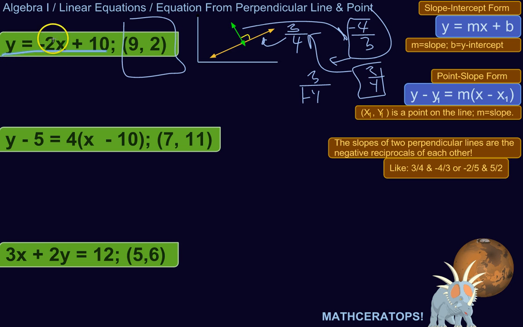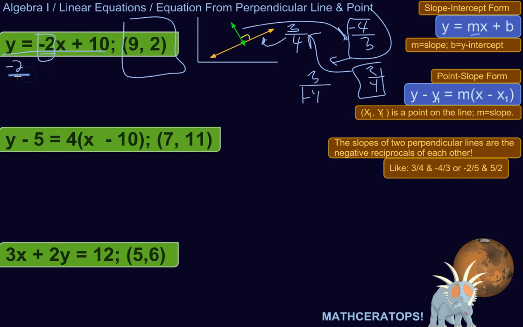So the slope of this line is -2. I know that because this is in slope-intercept form, y equals mx plus b, where m stands for the slope. So I've got y equals something times x plus something, and this particular something is the slope. So the slope is -2. Now I want the negative reciprocal of that to get the slope of my perpendicular line. So I need to flip it over.